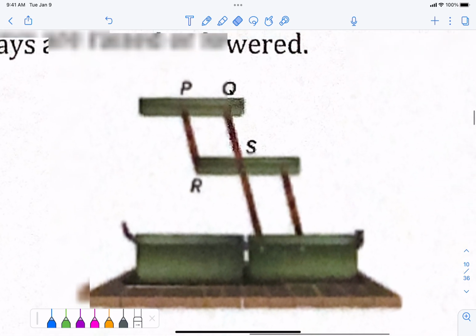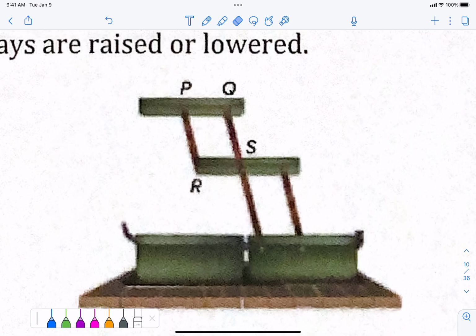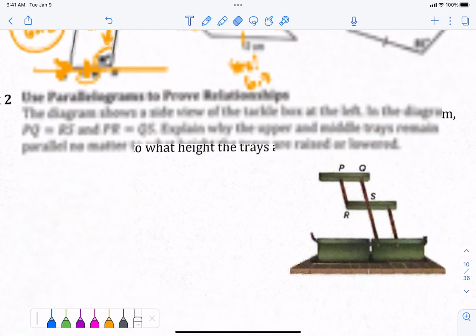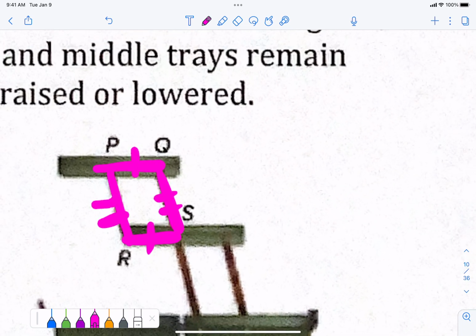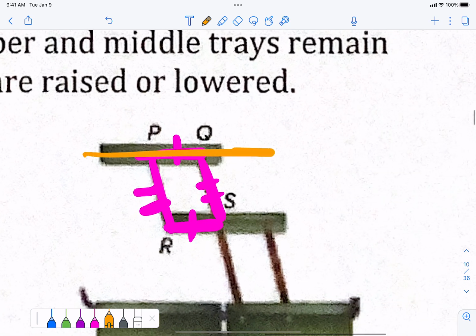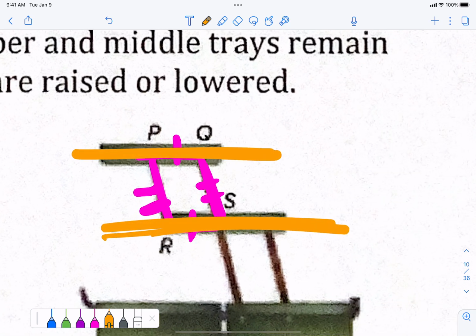This is the tackle box example that I was talking about. They tell me in the paragraph, I'm going to circle this part, PQ is equal to RS, so that's this top one right here. PQ and RS are the same, and then PR is the same as QS. So I have this little shape going on right here, okay? They are asking me, do I know for certain that this guy will remain parallel to this guy as he is raised and lowered? Will those things stay flat with each other?